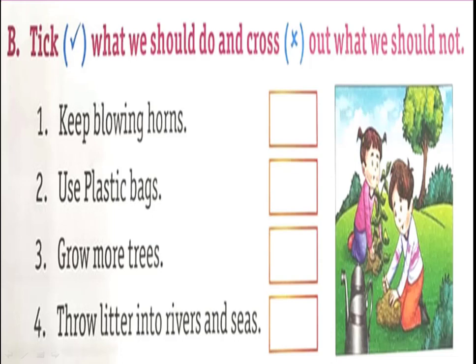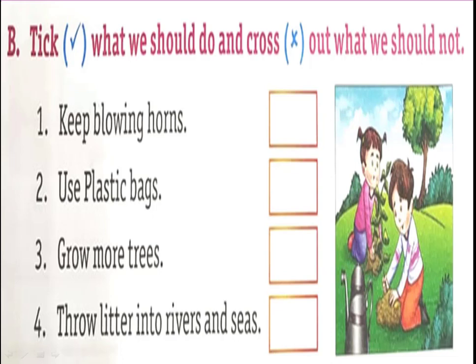Second one. Use plastic bags. Plastic things will make plastic pollution. So, we should not use plastic bags. Third one. Grow more trees. That is true. We should grow more trees because trees help clean the air we breathe.